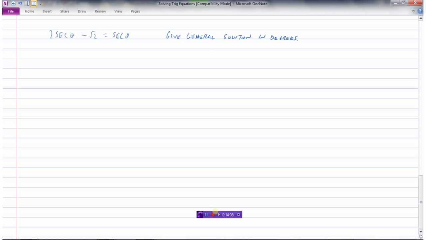Let's look at this example now. Here's another trig equation. This time I threw in a reciprocal trig function, so I've got secant in there. And this time I want to give the general solution. This means I don't want just the angles between 0 and 2 pi or negative pi and pi. I want all the angles, an expression for all of the solutions. And to make it different, I said let's give the angles in degrees.